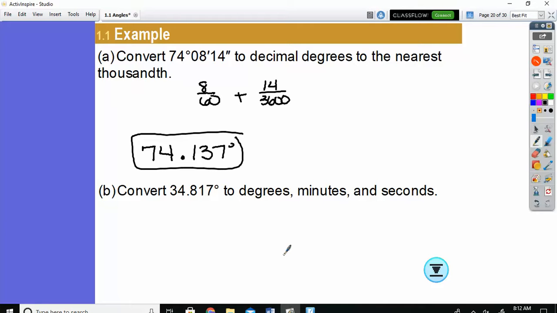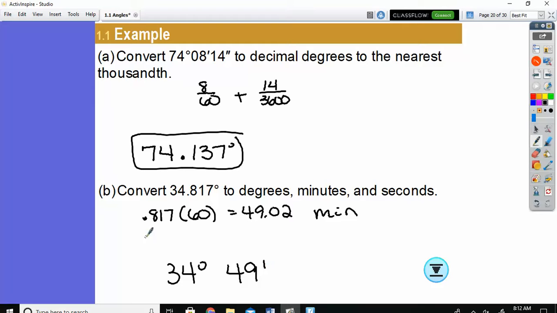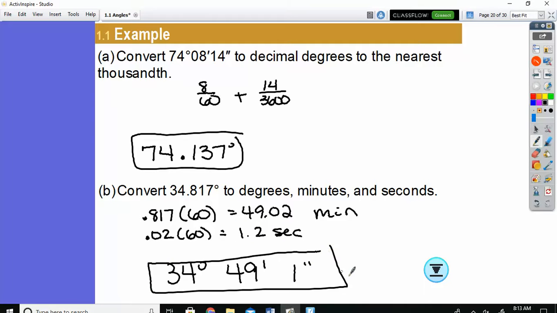So to go the other way, we multiply. So to get our minutes, we take the decimal times 60. So that's 49.02 minutes. So we're currently at 34 degrees, 49 minutes. Then, to get our seconds, we take that part of a minute times the 60 seconds in a minute. And we get 1.2 seconds, so we would round that to 1 second. Or you could say 0.1 seconds if you prefer. It doesn't matter.